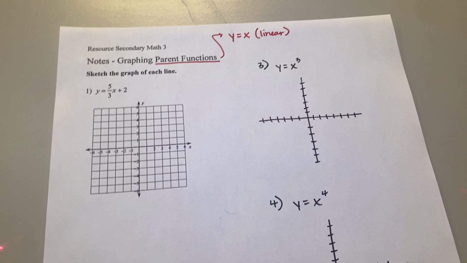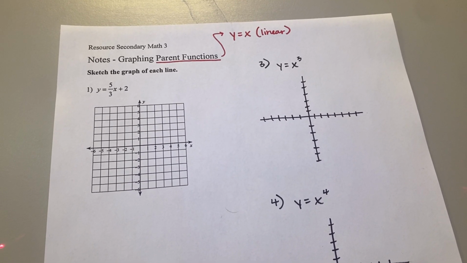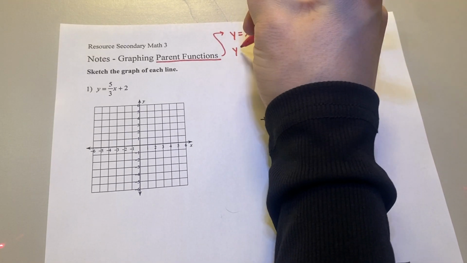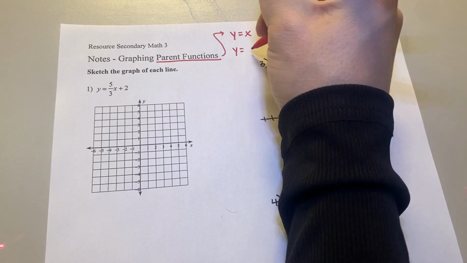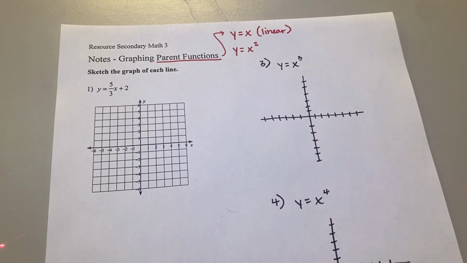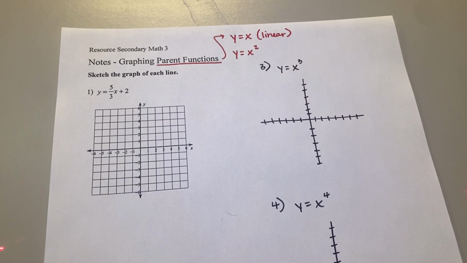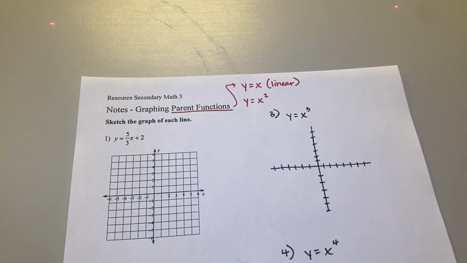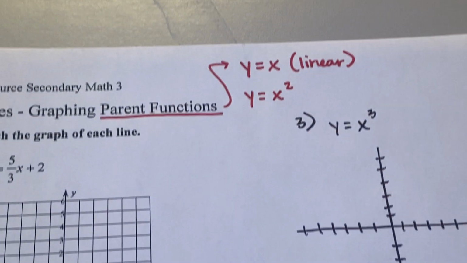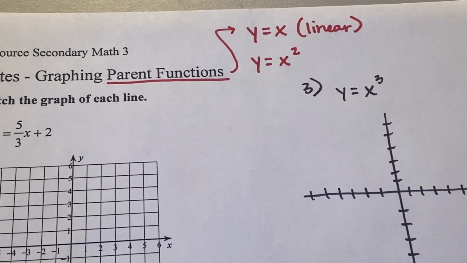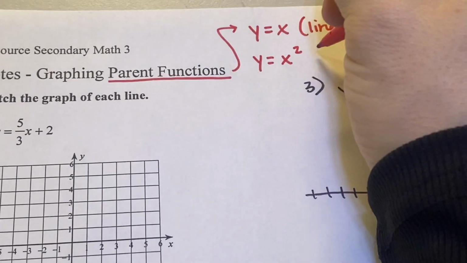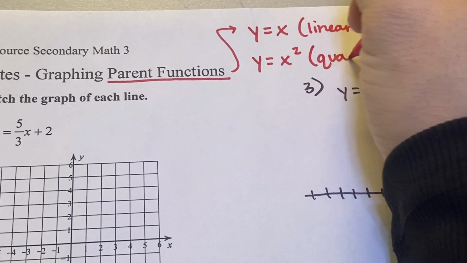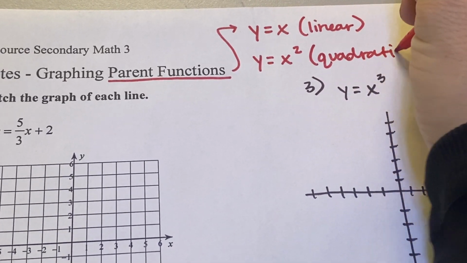Okay, so that was secondary math 1. A whole year was talking about linear functions. Secondary math 2 and a little bit of this year is talking about quadratic functions. That's the parent function x squared. Okay, so that was a lot of what we talked about in secondary 2 and what we talked about this year. Okay, so in parentheses, we'll call that quadratic.